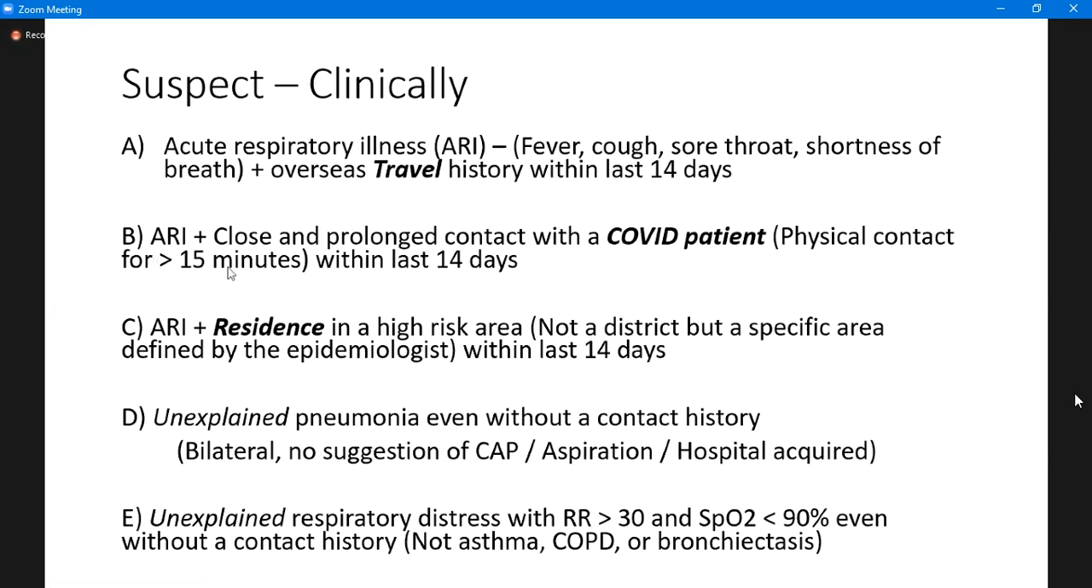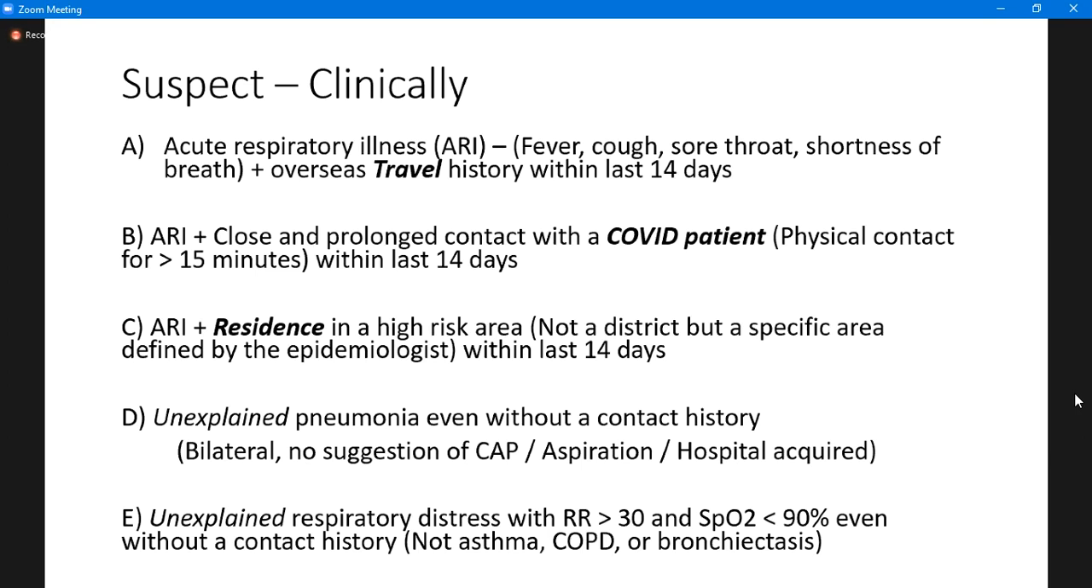So A and B. C is again acute respiratory illness. And here there is no overseas travel history or close contact with a COVID-19 patient, but it is residence in a high risk area. Now, high risk area is not a particular district, but certain so-called red zones which are episodically defined by the epidemiology unit.